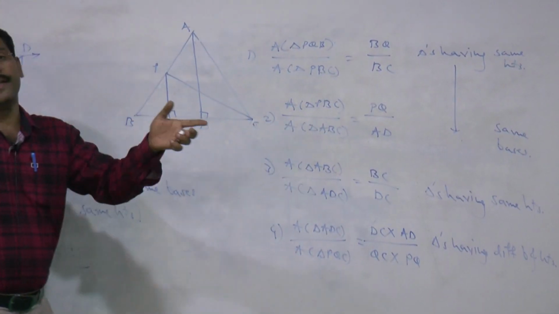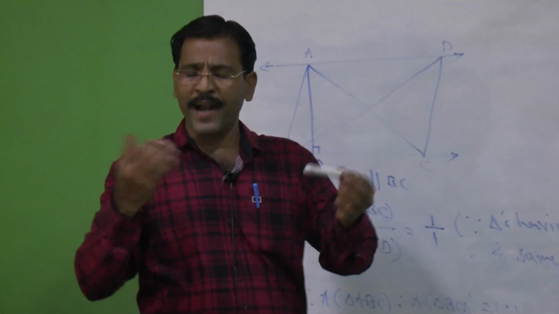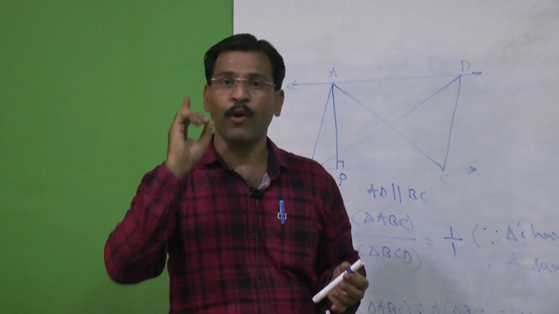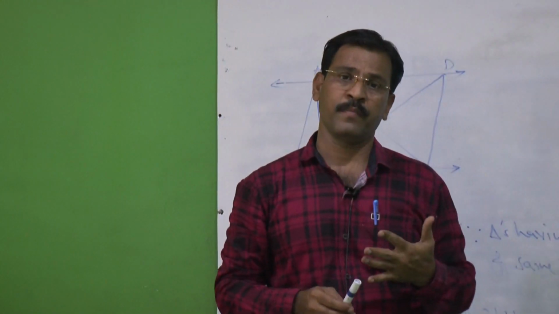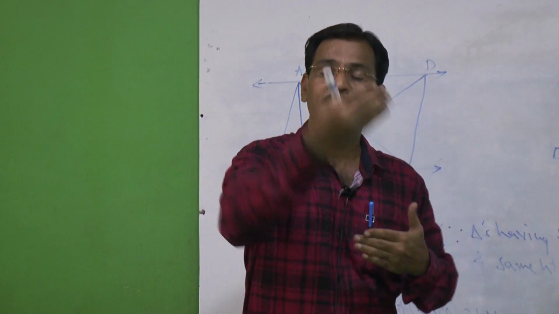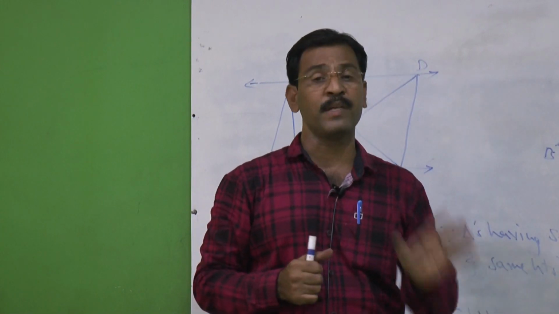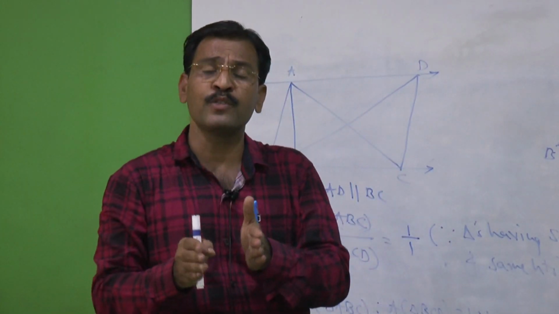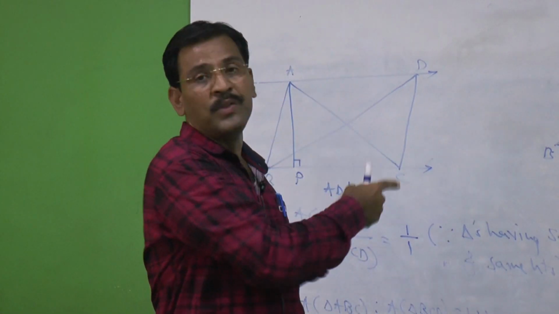Understand friends? In this way we completed the first exercise, practice set 1.1. Remember friends, all these are very important. In the next class we'll take the next part of this topic. Try to solve all these examples very carefully. Some examples you can also solve from the problem set, which depend upon these properties.